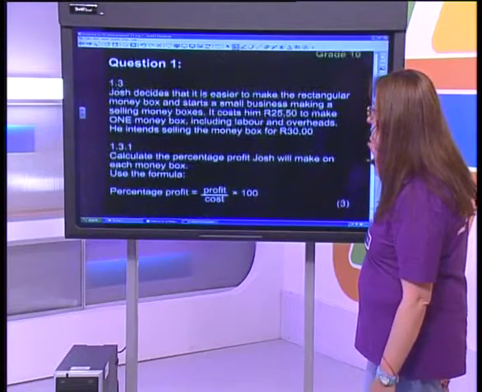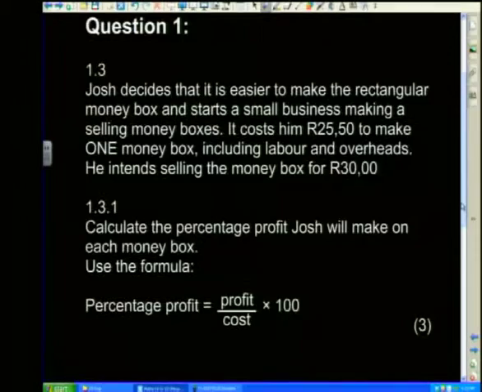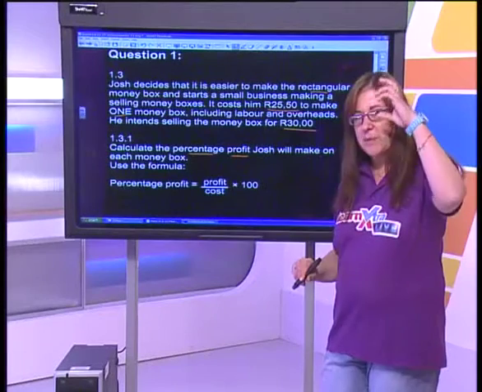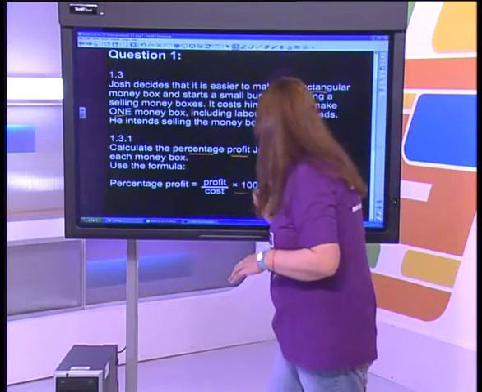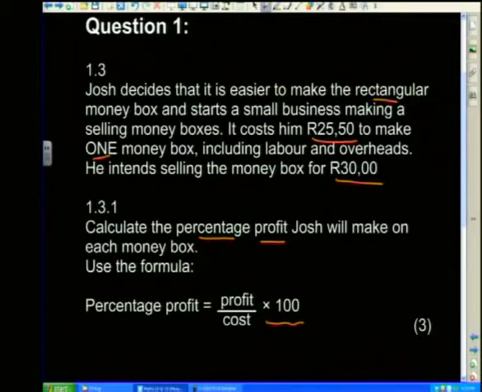Right, what's our next question? Josh decides that it's easier to make the rectangular money box and starts a small business, making and selling money boxes. It costs him 25 Rand 50 to make one money box, including labor and overheads. He intends selling the money boxes for 30 Rand. Now the question says, calculate the percentage profit. Now, as soon as I see this percentage, I know I have to times by 100. Josh will make on each money box.